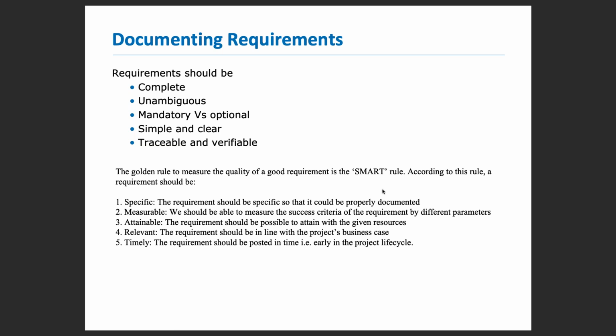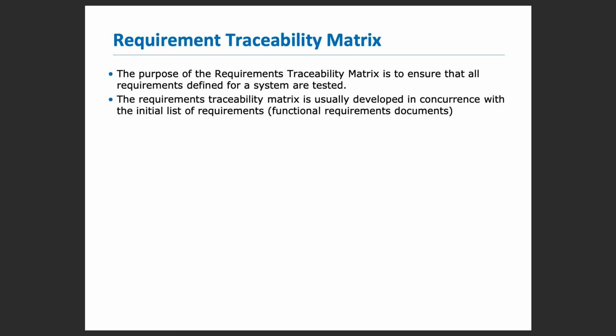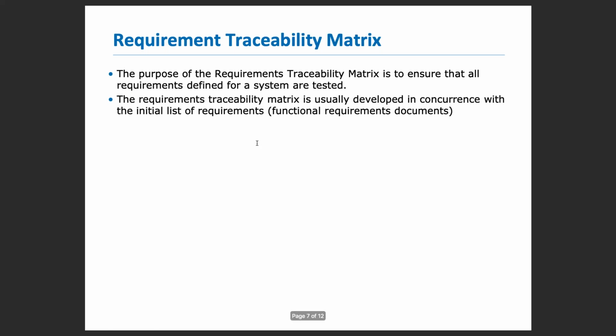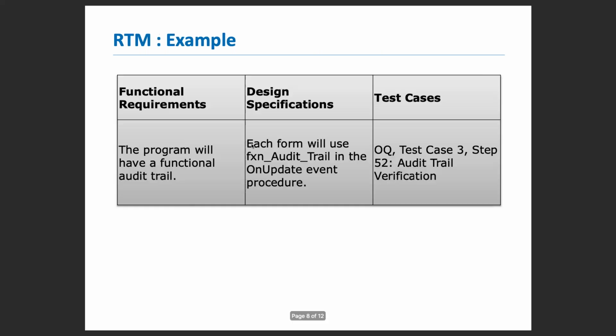Let's see what else we have. Yeah, so traceable and verifiable. That's one thing we are talking about. There is an artifact called the requirement traceability matrix. Think about it: it is joining the functional requirements with, let's say, a test case ID. Whoever is testing has created a test case, right? So in simple words, let's say this is your RTM example.